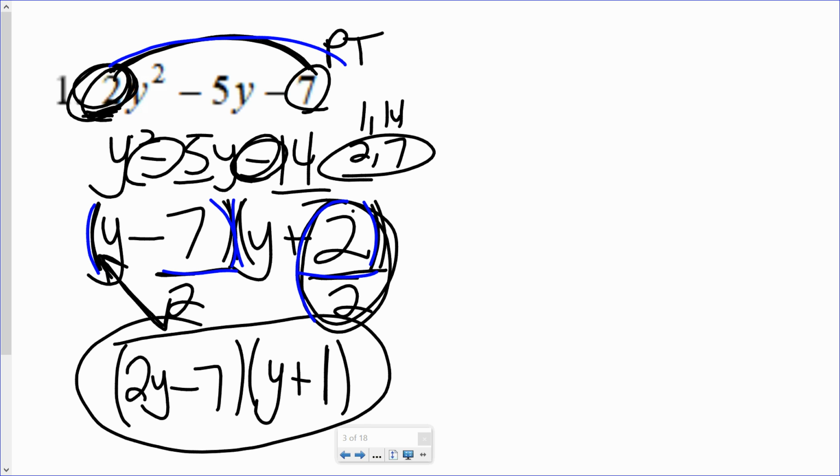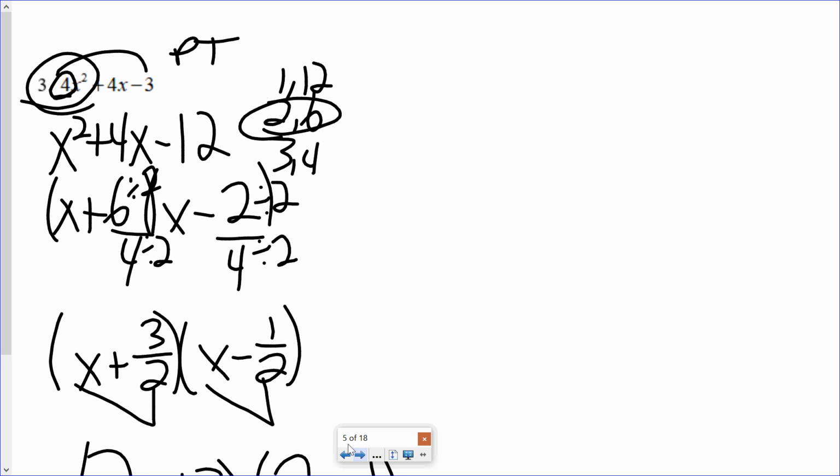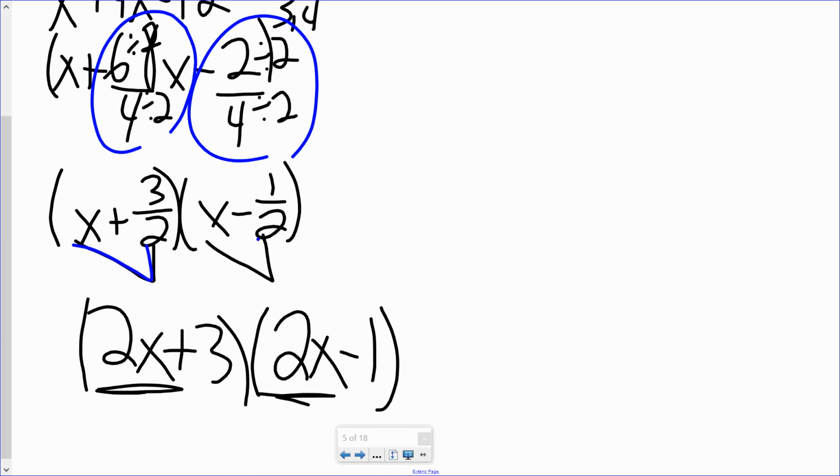Scenario 1, if it divides nicely, divide it, and throw the denominator in front of the variable for the other one. Scenario 2, reduce both of them, and then throw the denominator in front for both of them.